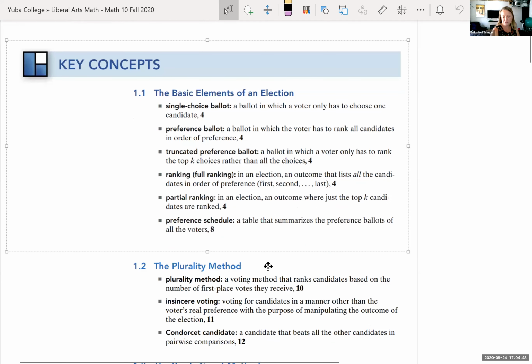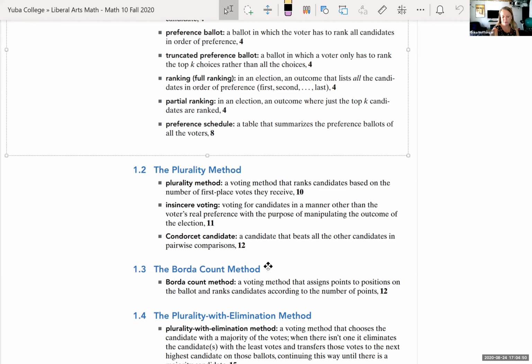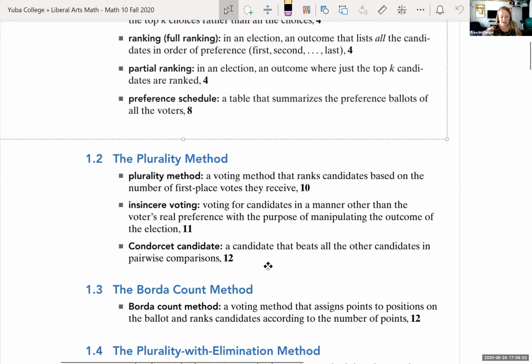Then we got into the plurality method. So plurality method is a method of voting that ranks candidates based on the number of first place votes they receive. Sometimes we can get some insincere voting going on. So voting for a candidate in a manner other than voters' real preference with a purpose of manipulating the outcome of the election.